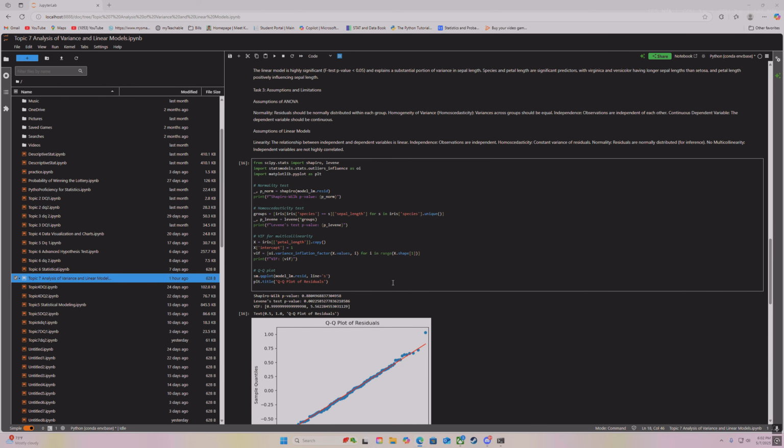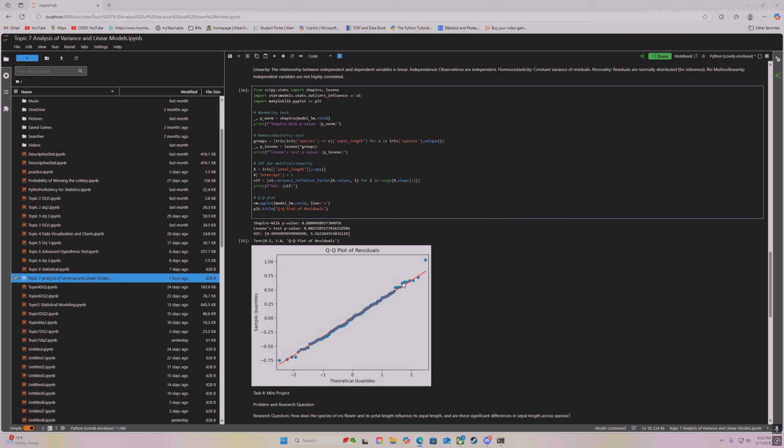For our task 3, assumptions and limitations, our ANOVA assumes normality, equal variances, and independent observations. The linear model adds linearity and no multicollinearity. This is our QQ plot and a Shapiro-Wilk test with p greater than 0.05. It suggests the residuals are roughly normal. Let me scroll down a little bit. I'm going to show that our residuals are roughly normal. Our Levene test with p greater than 0.05 supports equal variances.